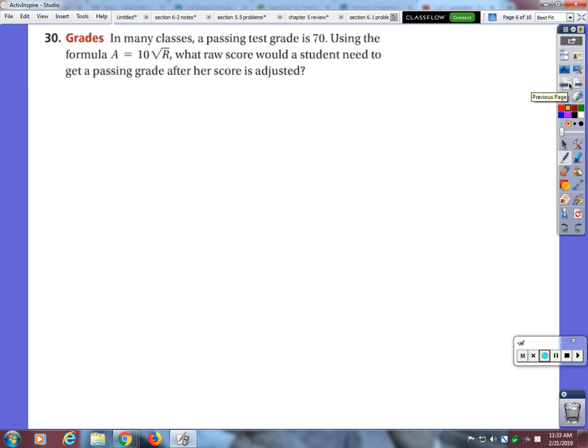Okay, 30. So we talked about this. We did this example in the notes. But in the notes, I was giving examples of when the score is this, how do we change it for what goes in the grade book. This question is going the other way around. If they want to get a 70 in the grade book, what score do they have to get on the test to be able to do that? So how would you solve that for R?